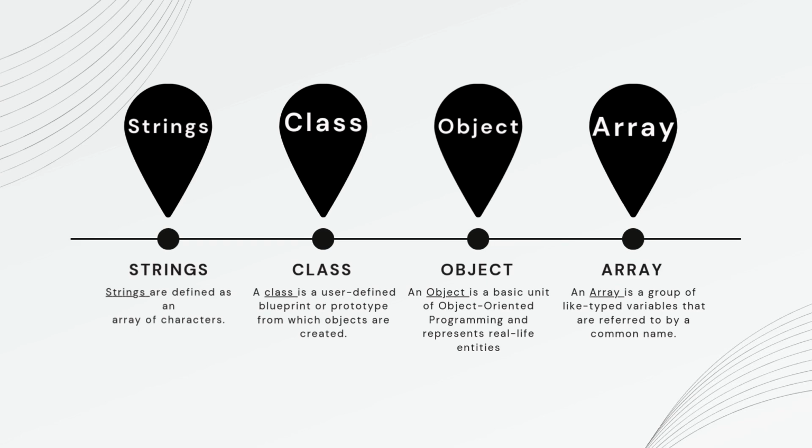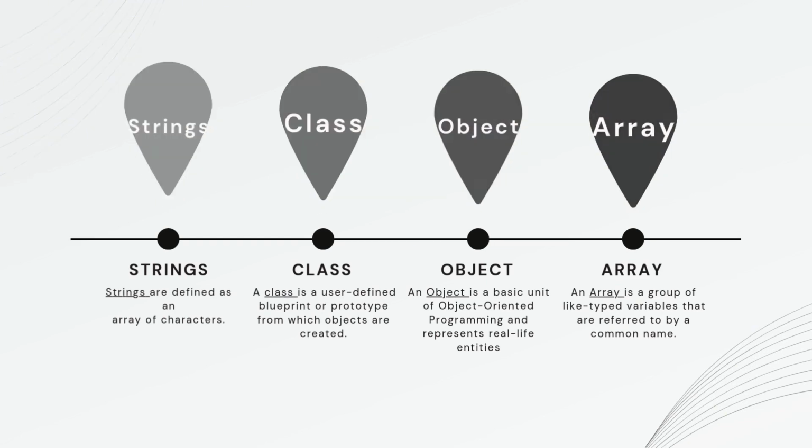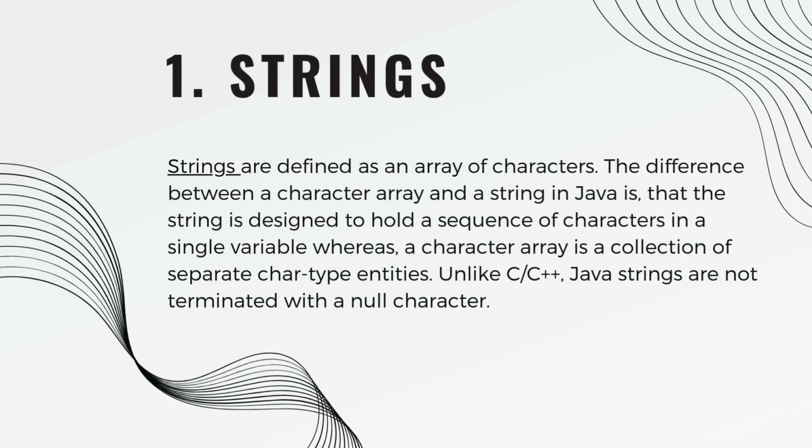Strings are defined as an array of characters. The difference between a character array and a string in Java is that the string is to hold a sequence of characters in a single variable. A character array is a collection of separate char type entities.